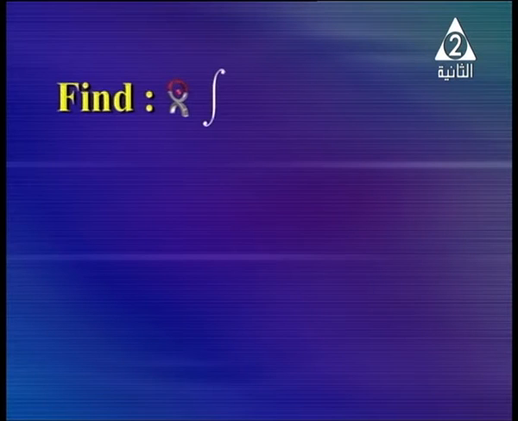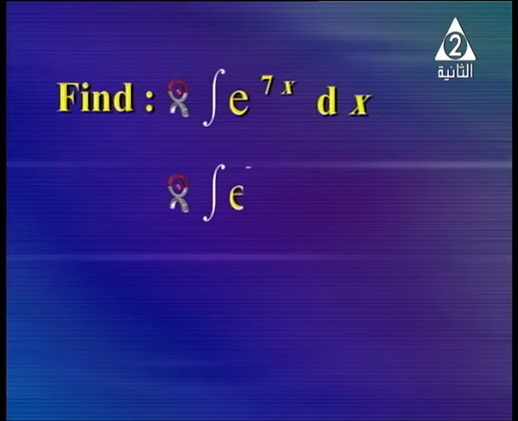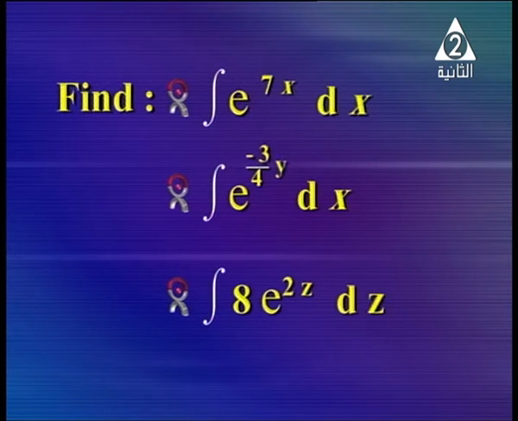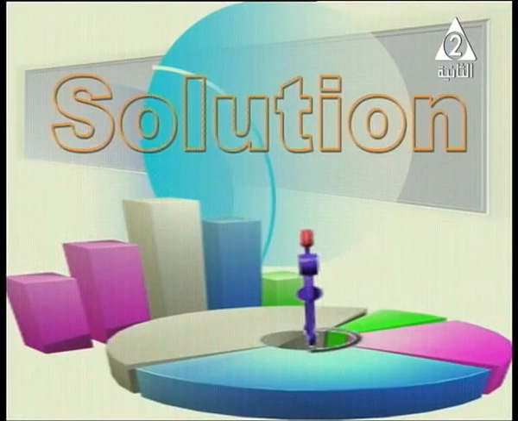Find integration of e power 7x with respect to dx. Second example, integration of e power negative 3 over 4 y dx. Third, integration of 8 e power 2z dz. Solution.